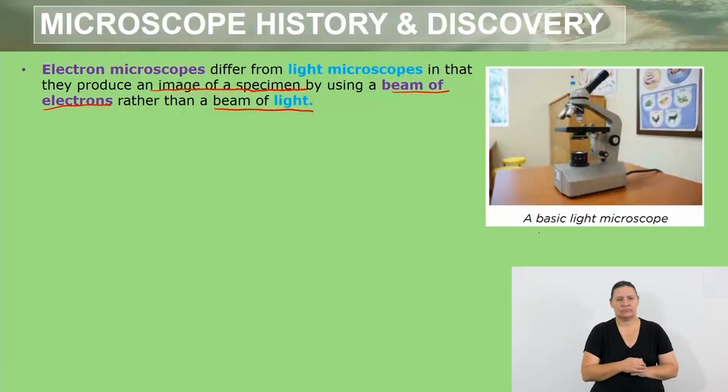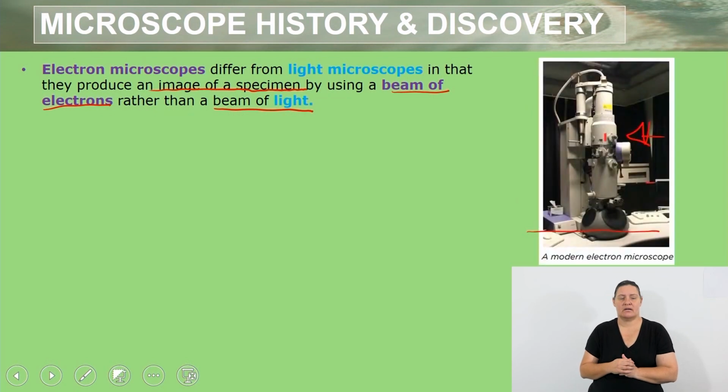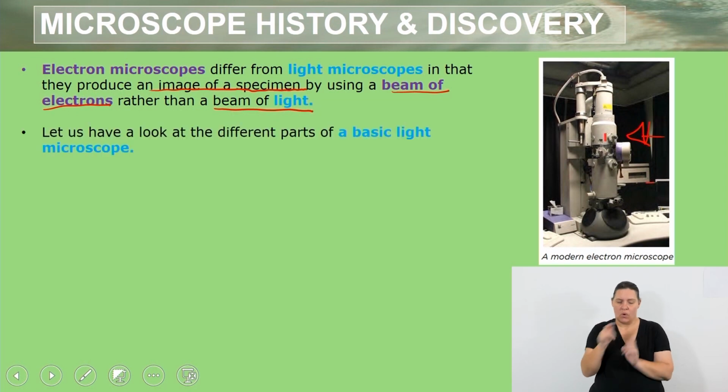So let us look at how they look. So this is the light microscope. This is how it looks. And then we have our electron microscope. So the electron microscope is the modern one and the more recent one that we use. This is the one that uses electrons instead of light.